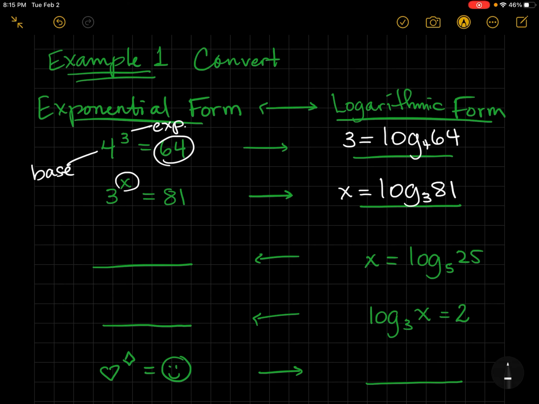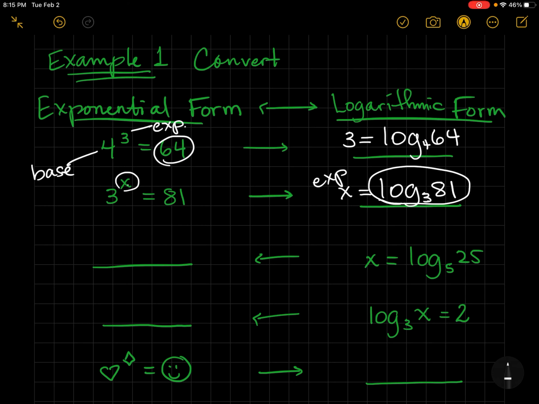I want you to start seeing the connection: the log equals the exponent. Okay? And so notice how the exponent has a base under it. The log has a base. Okay? Now let's see if we can go the other way.